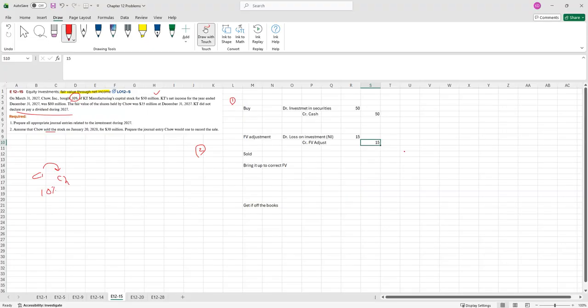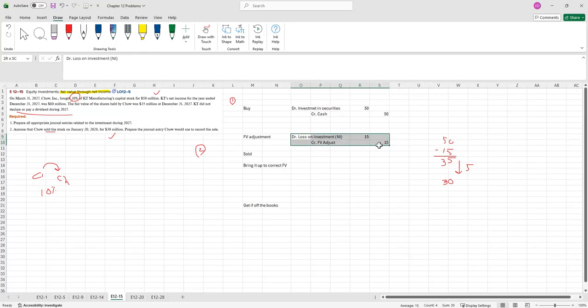Essentially what's going on here is we had it at 50. We took it down by 15, so it's currently on there at 35. We sold it, however, for 30. So what that means is we now need to bring it down by 5 again to get it where it needs to be. So in this situation, we will copy this journal entry, except the amount will be 5. So we essentially have the 2 items in net income already. Accordingly, we then can get it off the books.